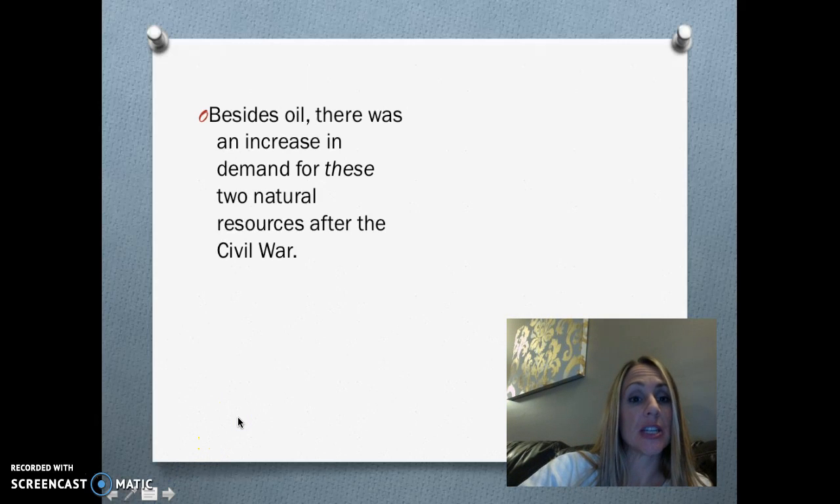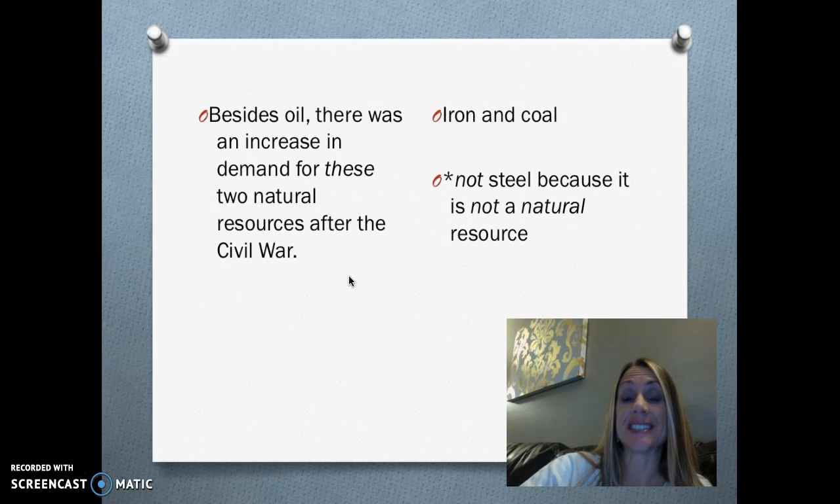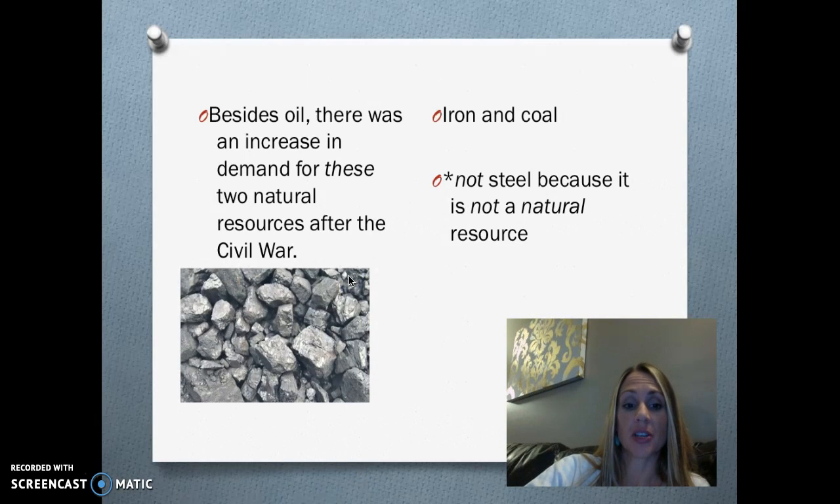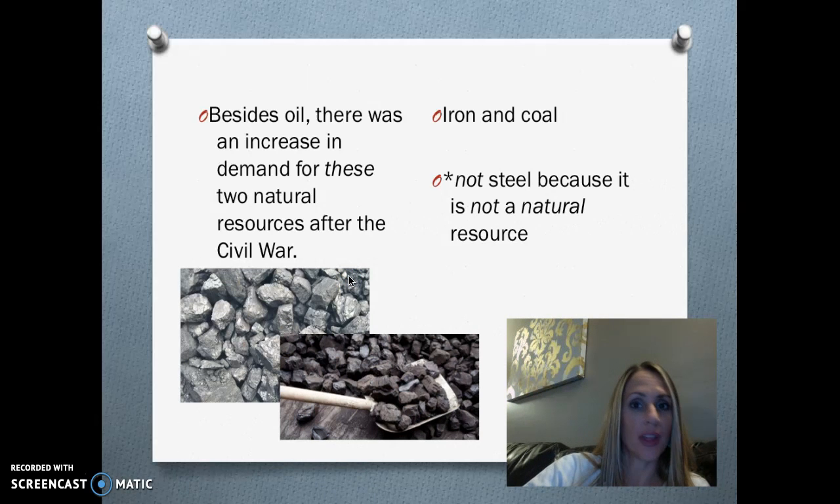Besides oil, there was an increase in demand for these two natural resources after the war: iron and coal. Remember, steel is not a natural resource. You actually make steel from iron, so it is a product and not a natural resource. So the answer is iron and coal. Here's a picture of iron. And look, here's a picture of coal. They don't look all that much different, do they? Next.